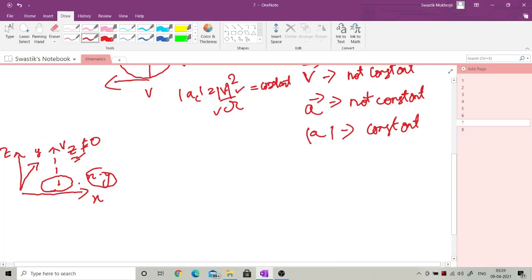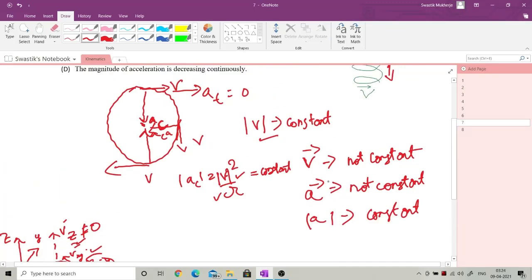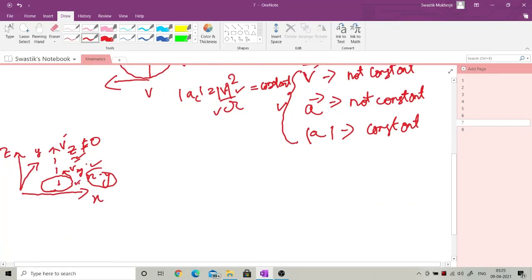Now you should remember that this v_z and the velocity in the xy plane, v_xy if we name it, are independent of each other. This doesn't change this. It is along the axis perpendicular to the plane of the uniform circular motion. So this doesn't affect this. So all these characteristics that we discussed about uniform circular motion are also true for a spiral.